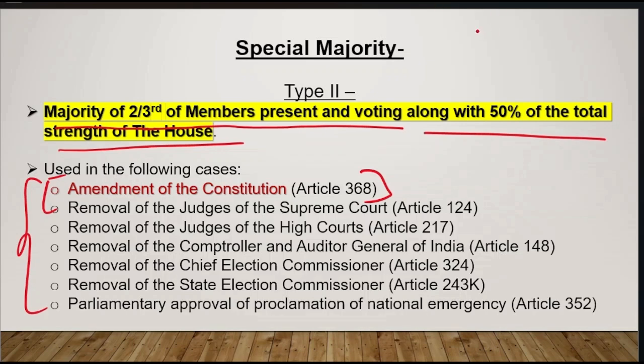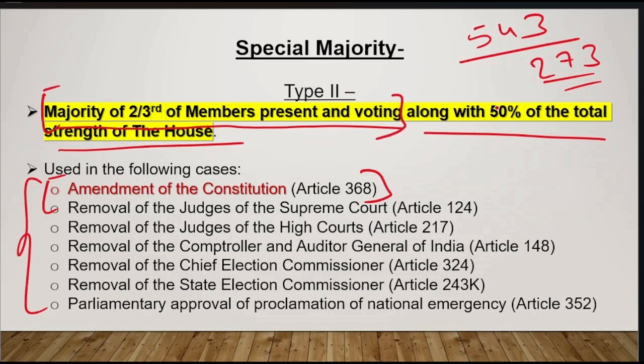Now, let's suppose we have a total of 543 members in the Lok Sabha. 50% of the total strength of the house will roughly come to around 273. This is 50%. And a majority of 2/3 of the members present and voting. So, this is one part of the majority, and this is another part. One part is the majority of 50% of the total strength of the house, that means 273 members. Now, the majority of 2/3 of the members present and voting.